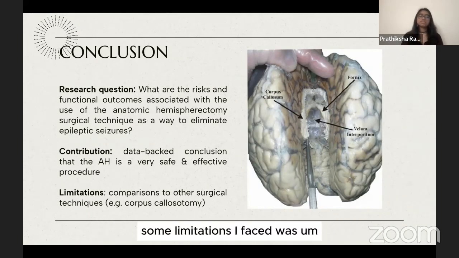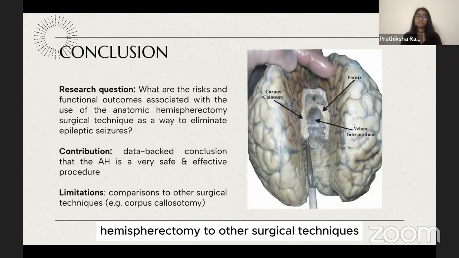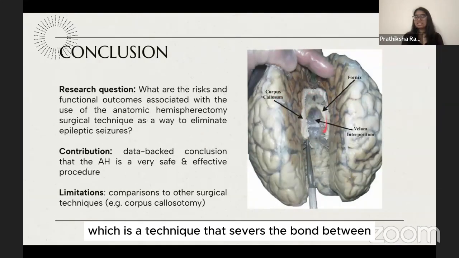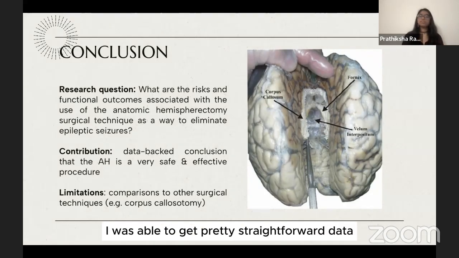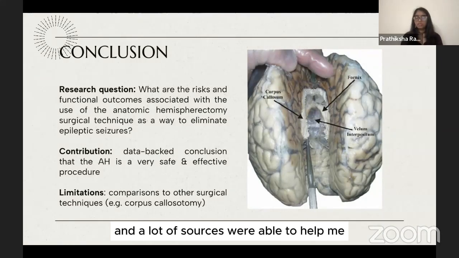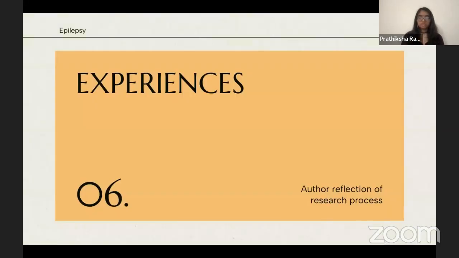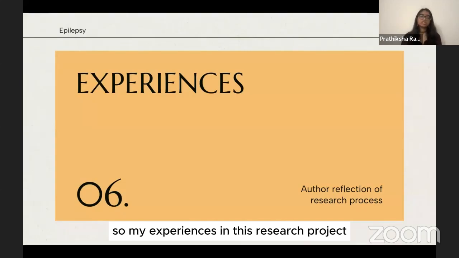Some limitations I faced was when I was trying to compare the anatomic hemispherectomy to other surgical techniques, for example, the corpus callosotomy, which is a technique that severs the bond between each hemisphere. I wasn't able to find a lot of data comparing surgical techniques, so that made it a little more difficult when I wanted to compare and contrast. But besides that, I was able to get pretty straightforward data, and a lot of sources were able to help me with my research.